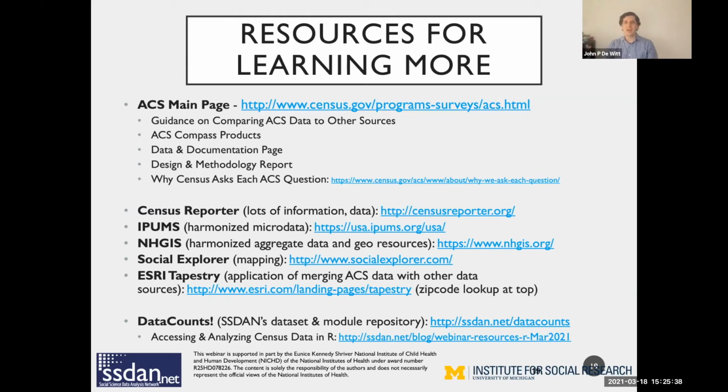And if you ever want to see how companies might use something like ACS data outside of the scholarly research side of things, or for policy, Esri, which is known for its mapping products, has created something called Tapestry, where you can look up zip code by zip code and pull up some of the market segment analysis traits for each zip code in the country. So if you ever want to see how ACS data might be merged with some other data sources to provide contextualized information, that's another great resource.